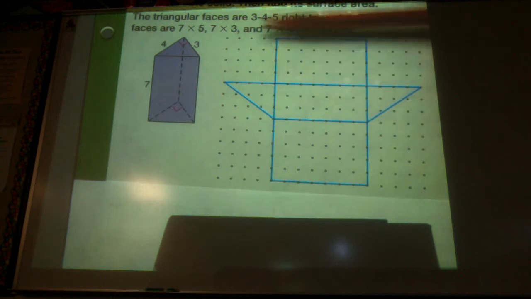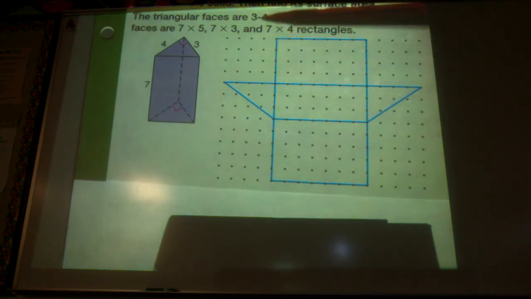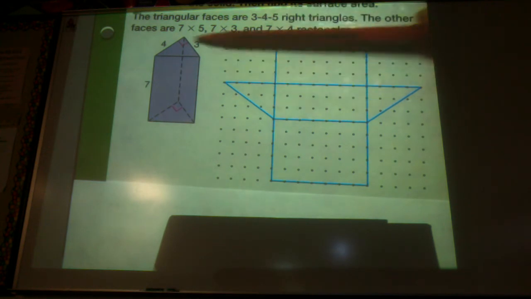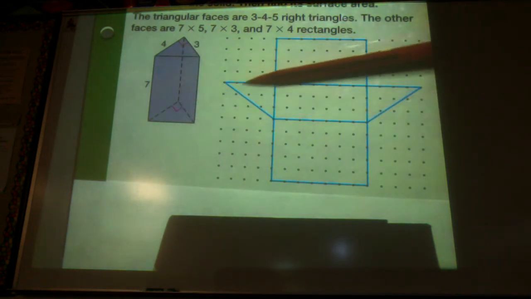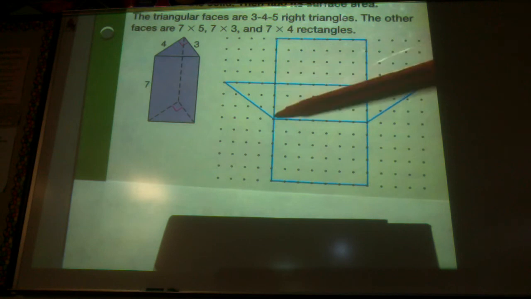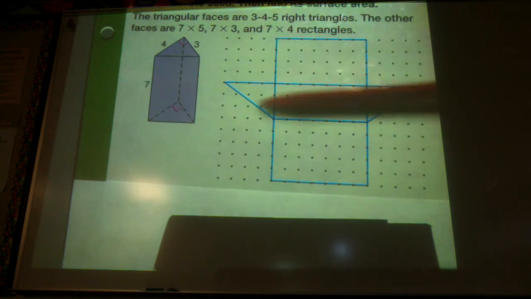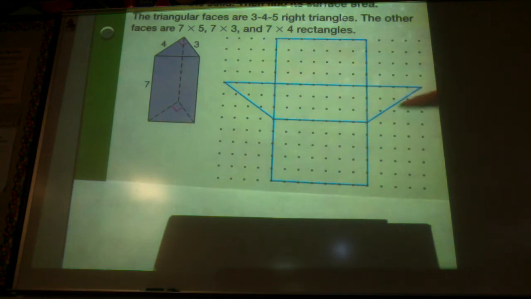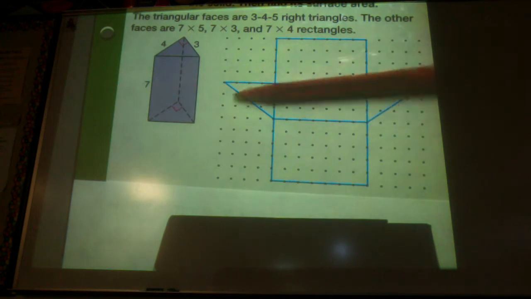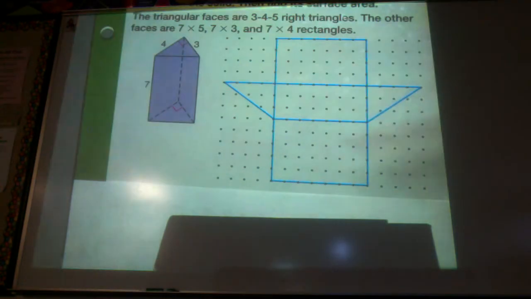So they told you that the triangular faces are 3, 4, 5 triangles. So obviously the 5 must be the hypotenuse. So your legs are 3 and 4. And we know they're right triangles because it says so here. So here I've drawn a right triangle with a length of 4 and a length of 3. And then its other face is going to be parallel to it, or directly opposite from it. And it's really a reflection. So if we took this and reflected it over here, you have the same triangle.